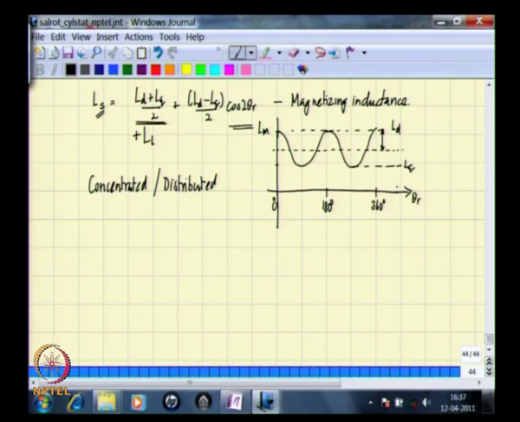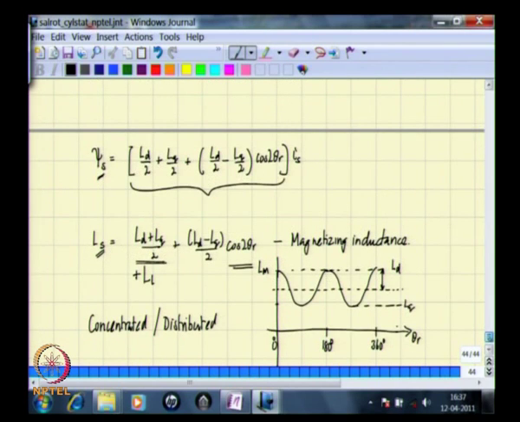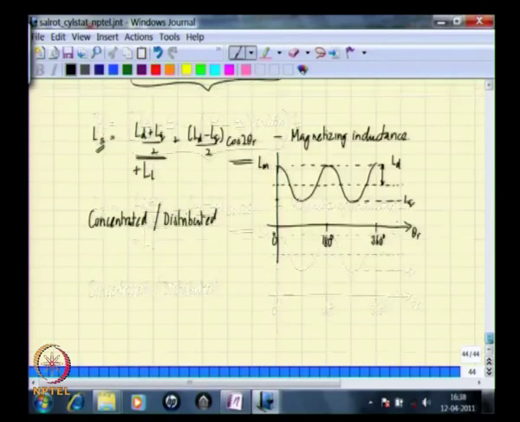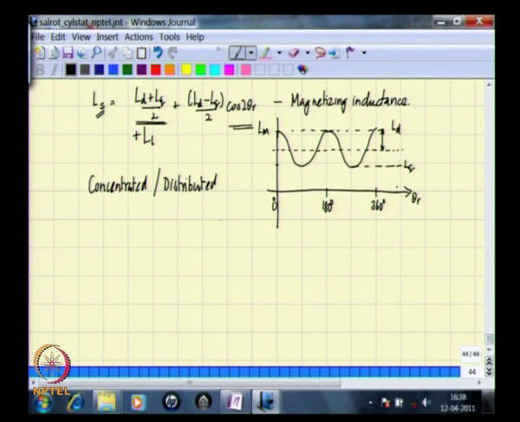We had earlier looked at a single coil on the stator and a salient pole rotor. As it rotates, what will be the nature of inductance variation? That was the plot that we saw earlier. Now we find that the distributed winding also behaves in the same way. In fact, if we look at those 2 expressions, we can arrive at an equivalent number of turns which the distributed winding must have in order to be considered as a concentrated winding. So the nature of the expression still remains the same.